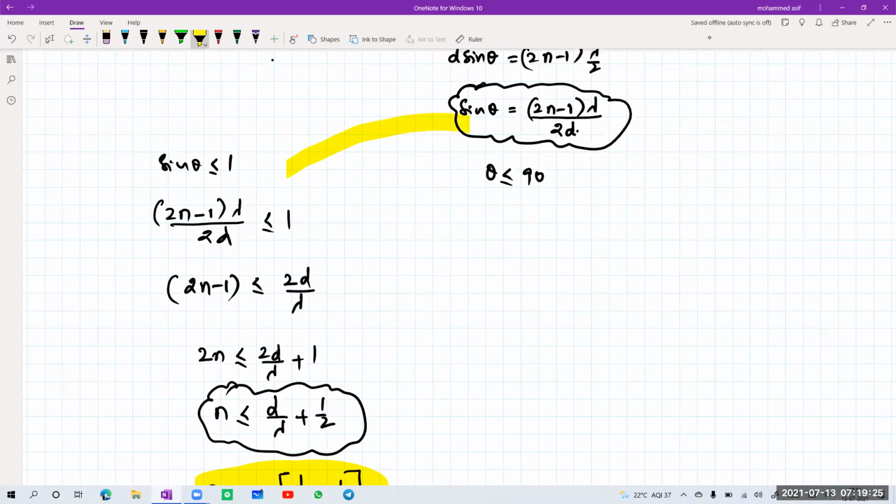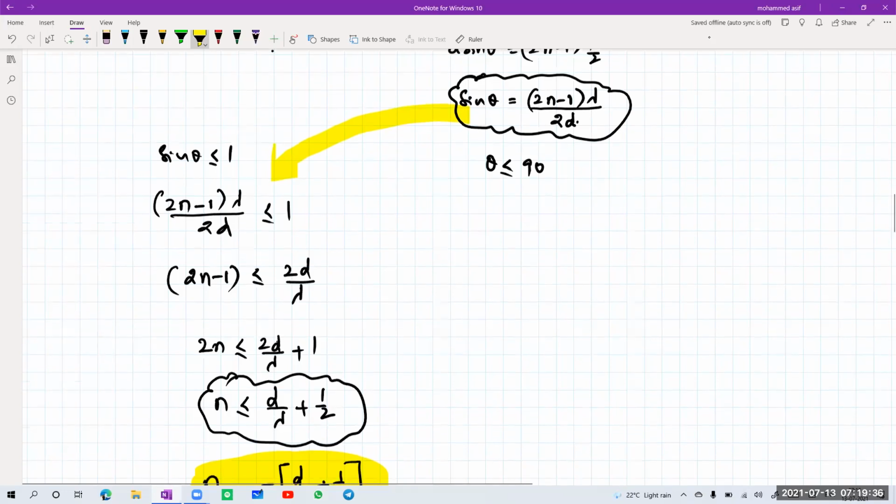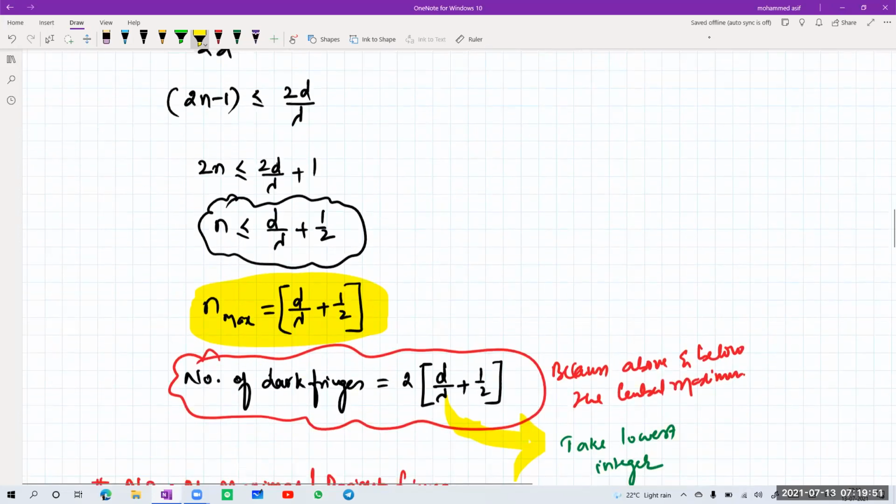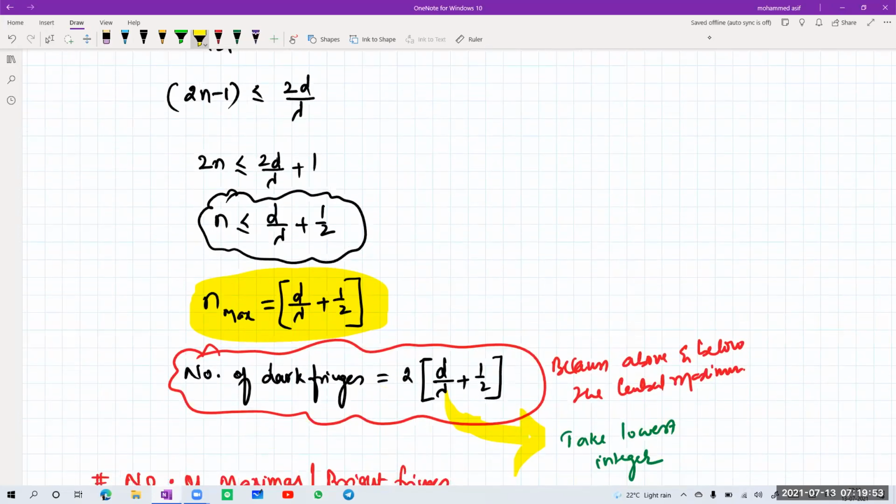Sine theta value I got, you substitute here right now: (2n minus 1) into lambda by 2d is lesser than or equal to 1. That means 2n minus 1 is lesser than or equal to how much? 2d divided by lambda, isn't it? So if I take minus 1 to the other side, this will become 2n lesser than or equal to 2d by lambda plus 1. If I take the 2 down, this will become n is lesser than or equal to d by lambda plus 1 by 2. That means maxima can be taken by the formula d by lambda plus 1 by 2.